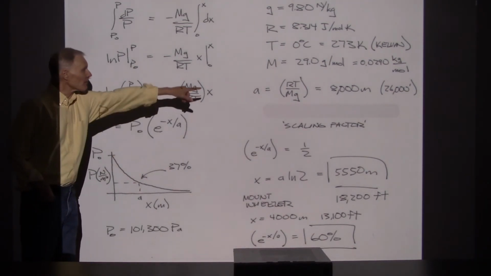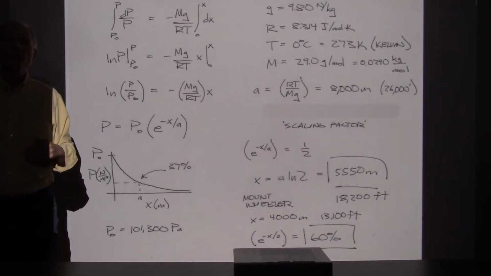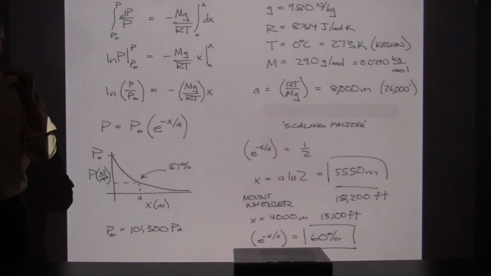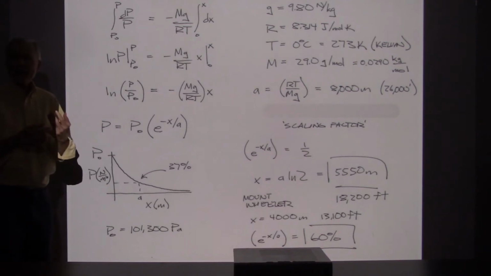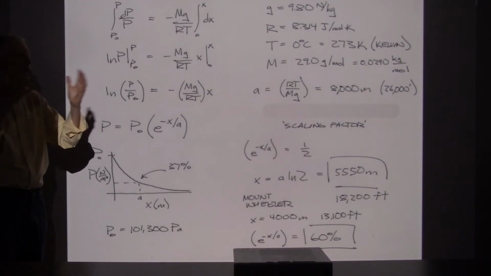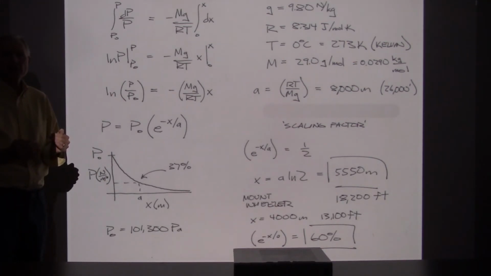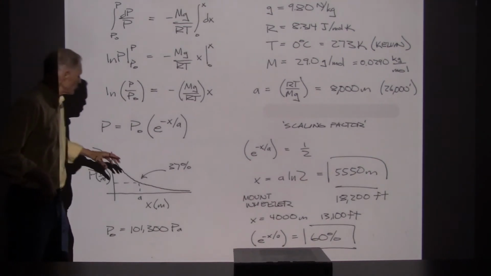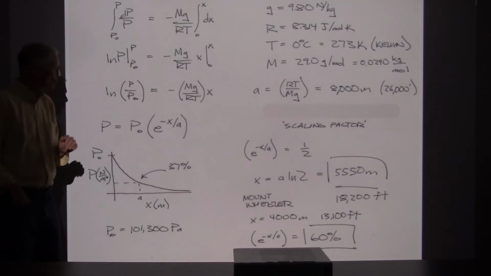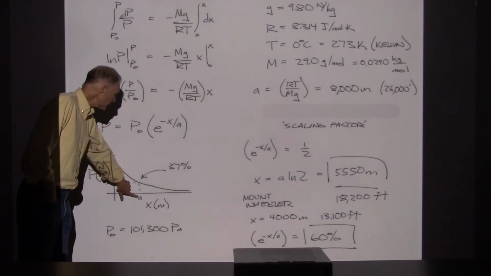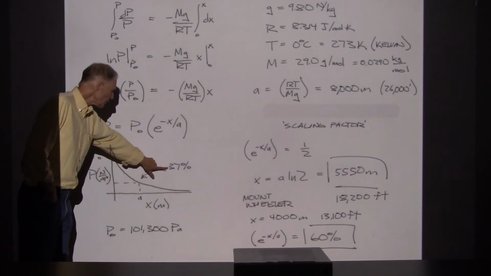So it tells us by the time you've gone up 8,000 meters, the air pressure and the density of the air has dropped to about 37%. Okay? This is an exponential drop-off. Now you guys are probably familiar with things like half-life, where after a certain time, half the stuff is gone. Well, this is not base 2, this is base e, because that's the natural base to use. And after one scaling factor, we'll be at 37%.